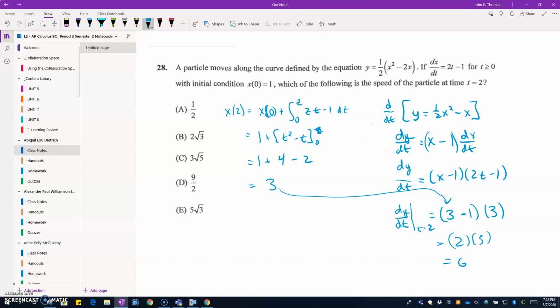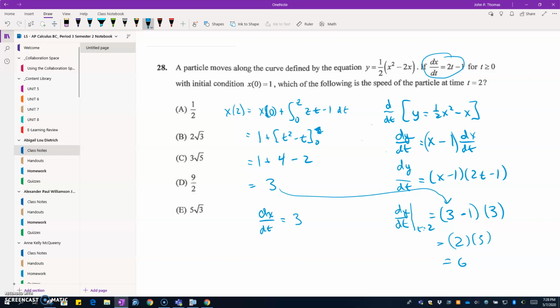Now dx/dt is given right up here. So that's 2 times 2, which is 4, minus 1, which is 3. So really, if we were actually doing parametric, we think of this kind of like a vector. We have the x velocity and the y velocity. So to find the speed, we find the magnitude of the vector. So we'd have the square root of 3 squared plus 6 squared, and we'd go to our answer from there.